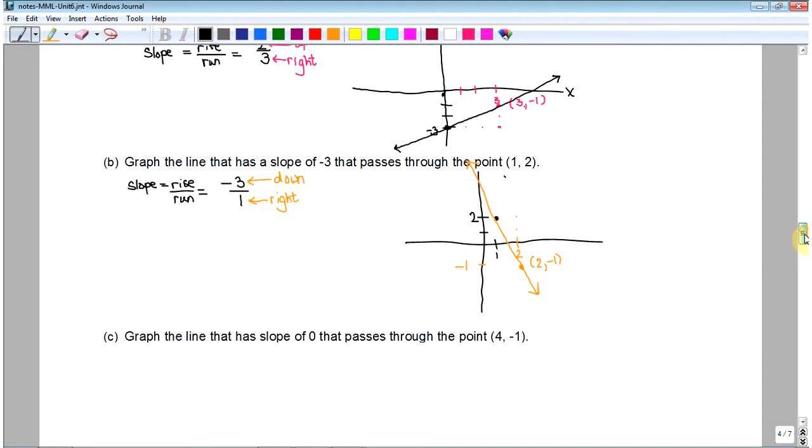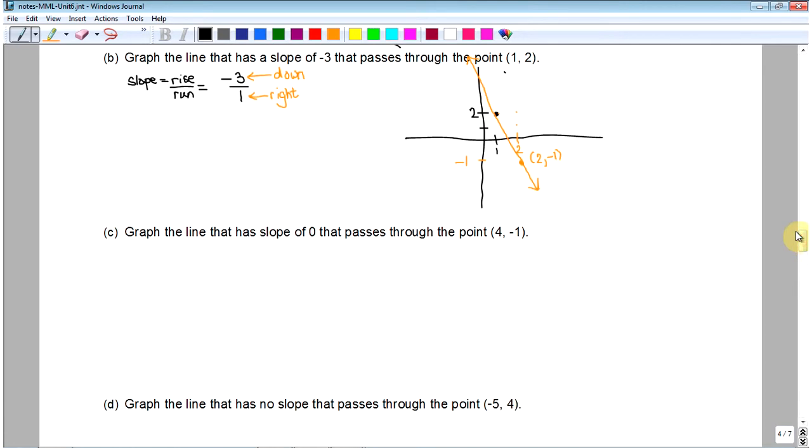Okay, moving on to example C. Okay, we want to graph the line that has slope of 0 that passes through the point (4, -1). So again, we can start with our slope equal to rise over run. And we have that that's equal to 0. 0 is an integer, so we can write that as being divided by 1. Does not change the value.